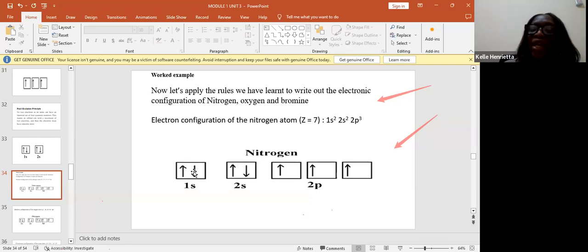You pair in opposite direction. So you write it like this. Then you have distributed 2 electrons like this. It is remaining 7 minus 2, it's remaining 5. So it means the 5 is going to the next shell.